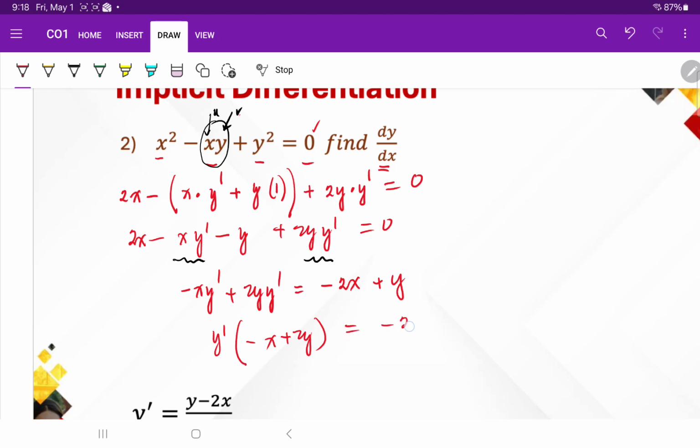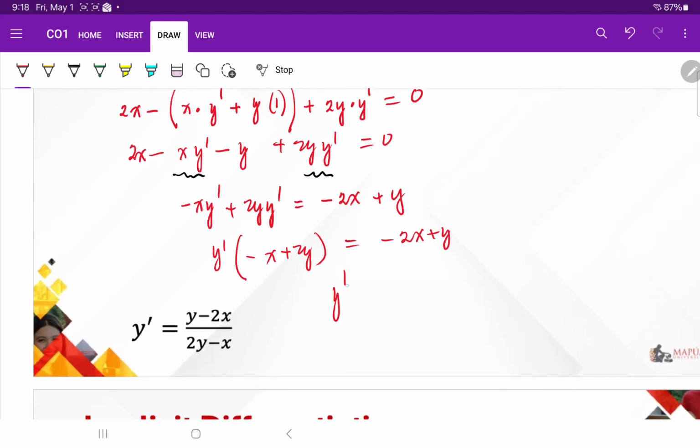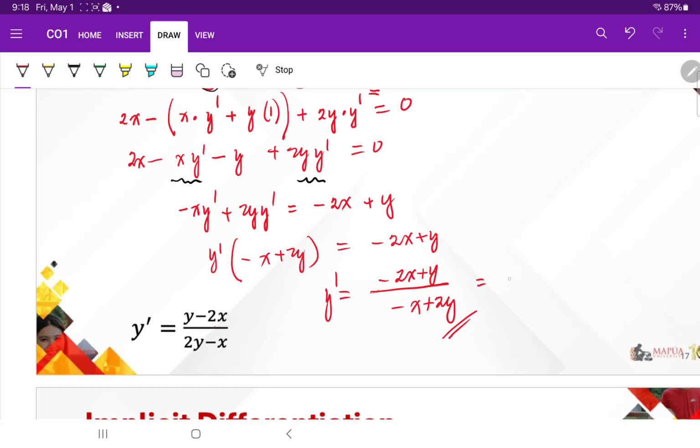And then we have here minus 2x plus y. So we get y prime. We divide now minus 2x plus y by minus x plus 2y. Right? It's the same as this one. Because you could write this as y minus 2x over 2y minus x.